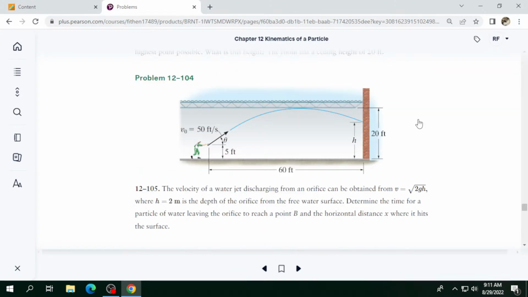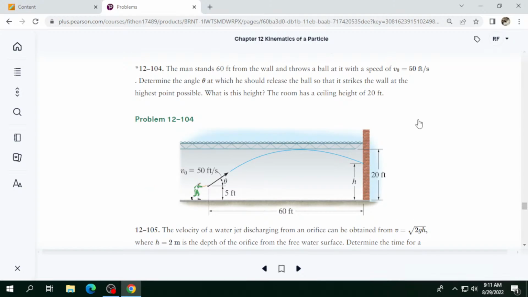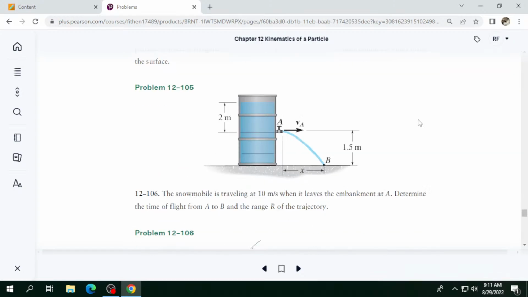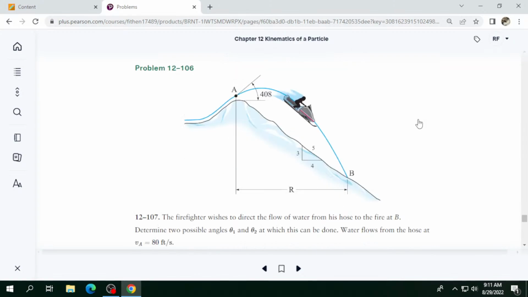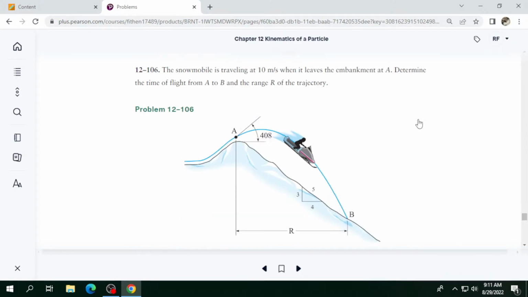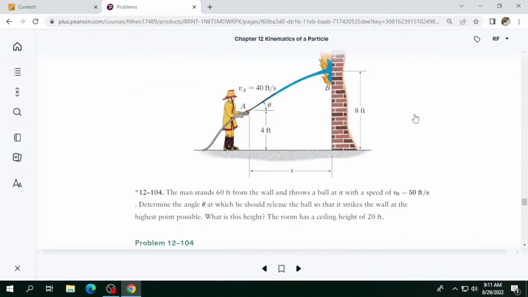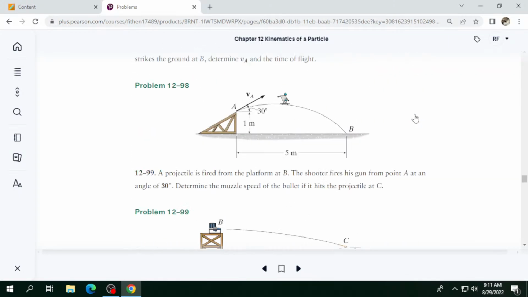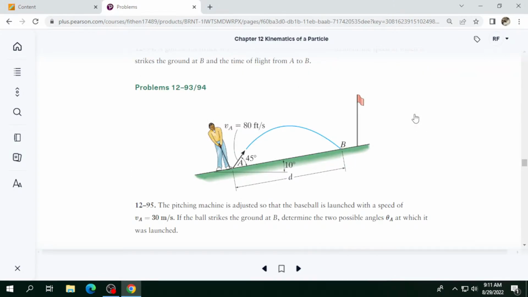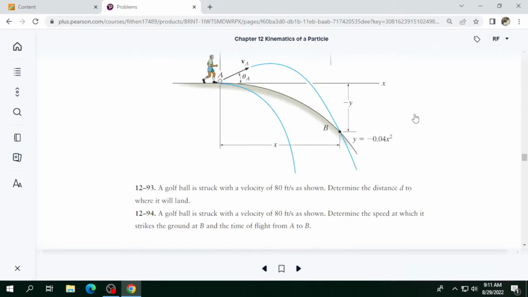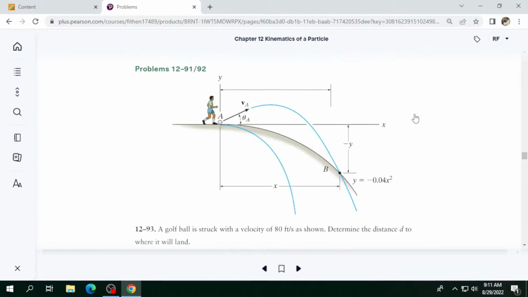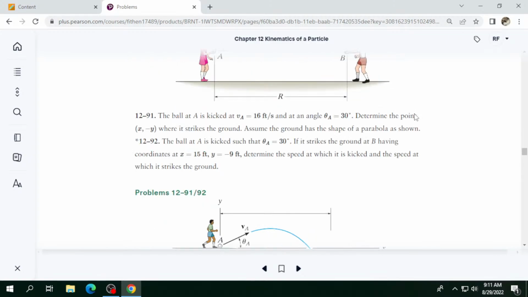Okay, is that 105? That's 104. Well, that's a good one. 106. There was one with a parabola too somewhere. Did I see that? That's a golfer. That's okay. There's a parabola. 91 and 92. Since 91.